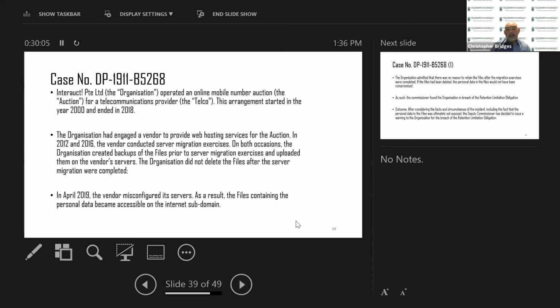Okay, in this case, Interact Private Limited operated online mobile number auction for between 2000 and 2018. Okay, they had engaged a vendor to provide web hosting services for the auction. Okay, after the use of the auction services, the organization did not delete the files after the server was completed. They transferred the data from server A to server B, and after the completion, they left the data on server A. They were held to be in breach of this retention with regards to the leaving the data on server A.